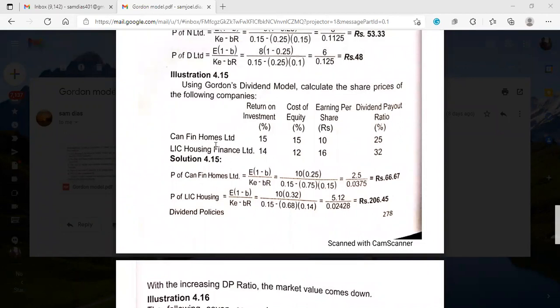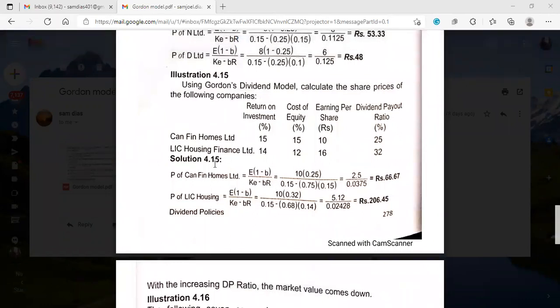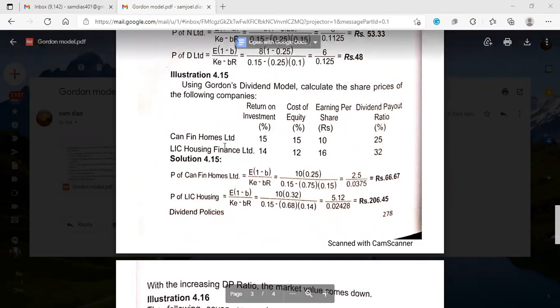Canfin Homes, it is linked with Canara Bank. LIC Housing Finance Limited, it is linked with the LIC. Now there are 2 companies, and the required information they have also given. With this, we are supposed to calculate the market value of shares, or market price of shares, based on Gordon's dividend model. Now let us go through the problem.